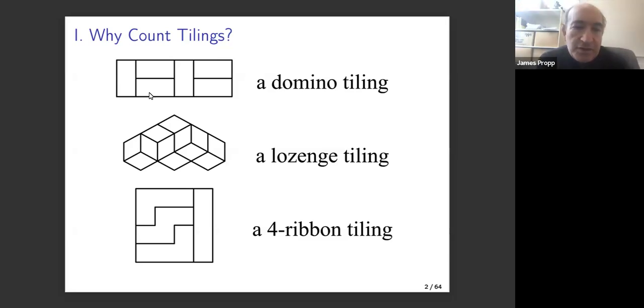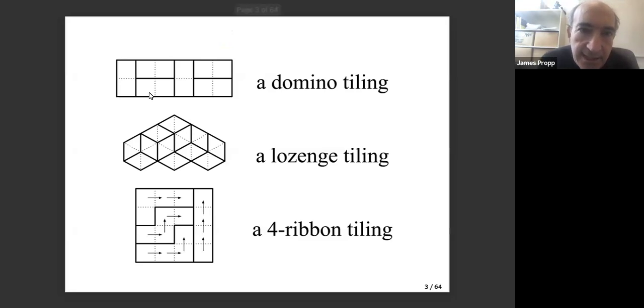And at the bottom, you see a 4x4 square tiled with what are called four ribbons. So I should explain what a four ribbon is. On the next slide, you can see each domino is a union of two unit squares. Each lozenge is a union of two unit equilateral triangles. Each four ribbon is a union of four squares, but the rule is that you have to be able to march from unit square to unit square along the tile, either traveling to the right or traveling up. You're not allowed to go down or to the left. So you can see here each of the four tiles is following that rule.